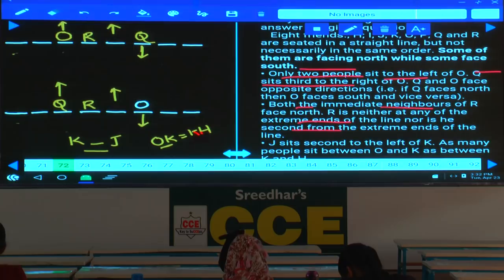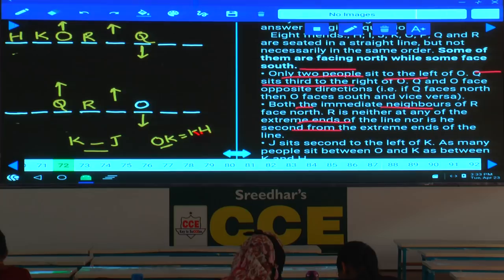Then what is the other thing left over here? And if O is here, then K must be here. If K is here, then H must be here. Are you following this one or not? Between O and K, there is no person. Between K and H also, there is no person. The number of persons between O and K equals the number of persons between K and H.